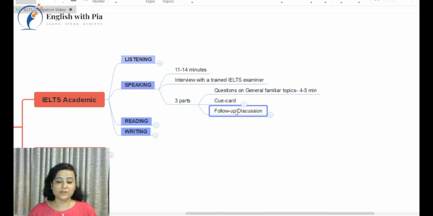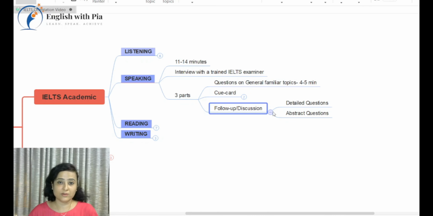We go to the third phase. The third phase is the follow-up or the discussion phase. In this phase, they might ask you some follow-up questions related to the cue card that they might have given you. These questions will usually be detailed questions or some kind of abstract questions, where you might need to answer in more detail as compared to your general questions. There will be discussions, and comparing and contrasting of different information. So the question types are in detail.